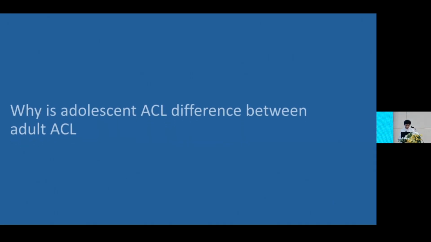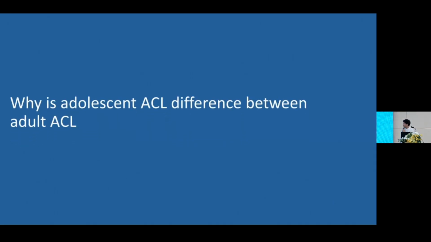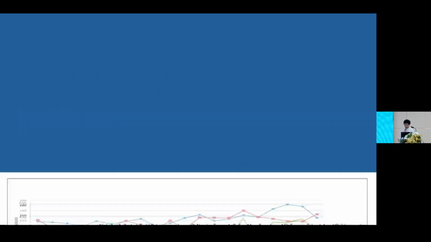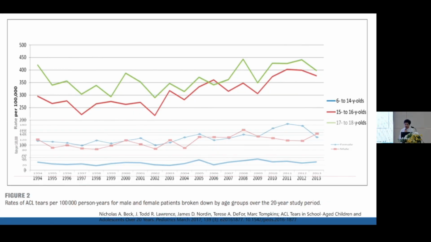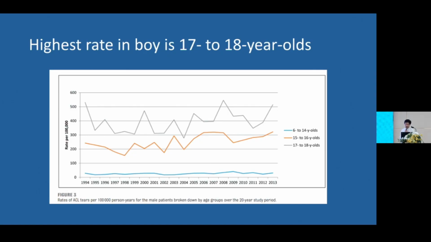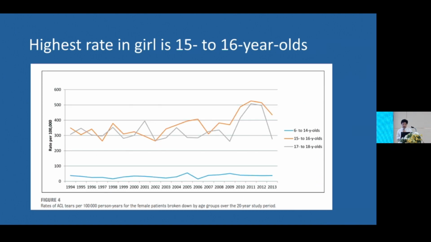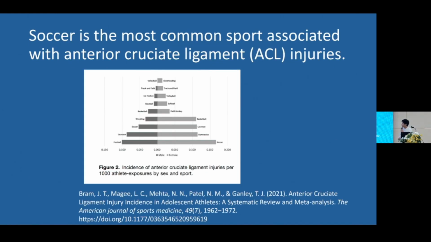Okay. Why is adolescent ACL different from adult ACL? The first key is incidence. When we compare with adult ACL, the incidence is 2 to 3 times higher. The high rate in boys is at 17 to 18 years old, and in girls at 15 to 16 years old. But luckily, most of these kids are at stage 5, as you can see.